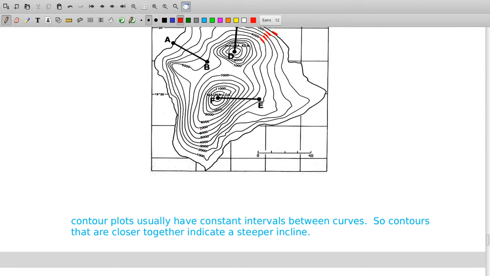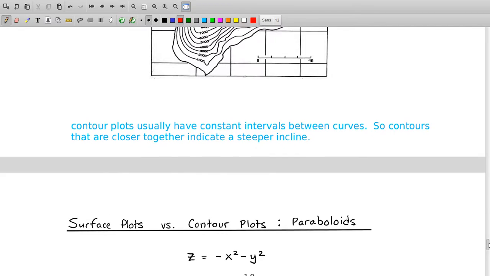If it's a well-made contour map, then the closer the lines are, the steeper you are going, right? So this path right here is quite steep compared to this path right here, which takes a long time to cover the same amount of elevation. So that's an important feature to know about contour plots. When the lines are close together, it's very steep.